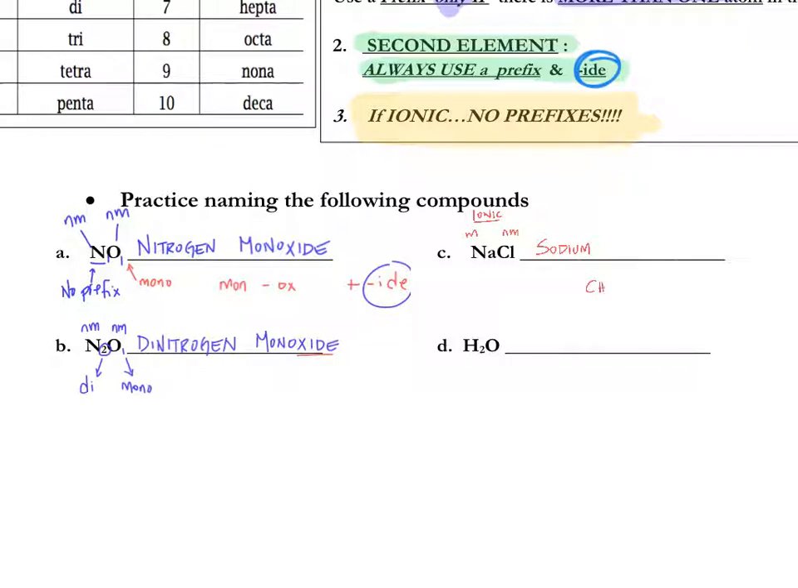I'll write it down here at the bottom real quickly. Chlorine gains IDE. Now I wouldn't call this chlorinide. I would get rid of the INE and add IDE. So this becomes sodium chloride.